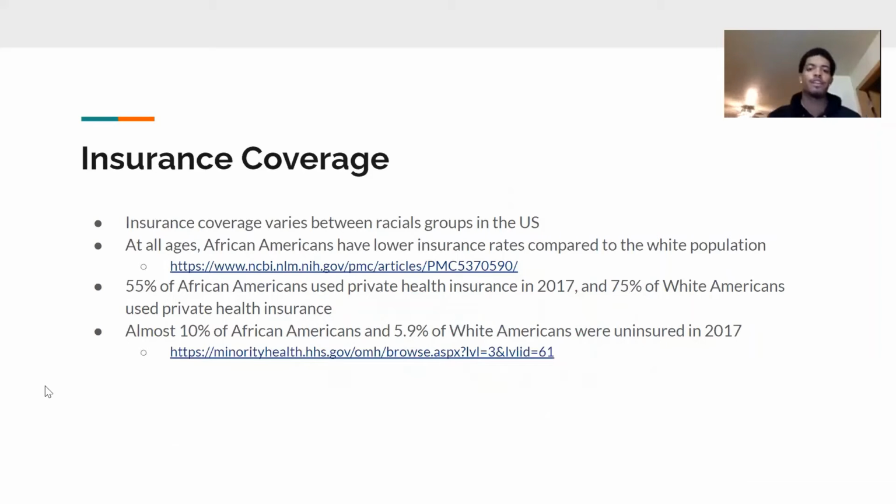Insurance coverage varies between racial groups in the US. At all ages, African Americans have lower insurance rates compared to the white population. 55% of African Americans used private health insurance in 2017 compared to 75% of white Americans that used private health insurance in that same year. And almost 10% of African Americans were uninsured in 2017 compared to 5.9% of white Americans.